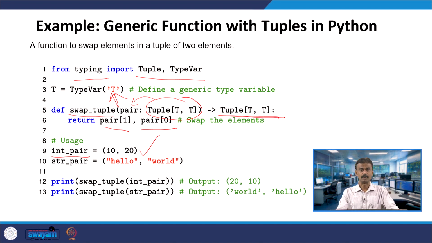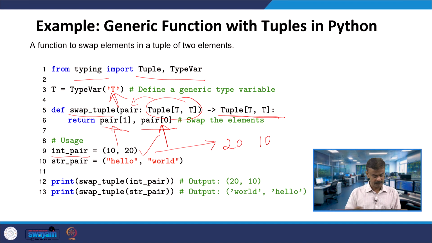Now I am returning it in the form of another tuple, like complex number 1 plus complex number 2 gives C3, another complex number. So I am returning a tuple, and I want to return first pair[1] and then pair[0], that means swapping. So what is the output? Initially you will get 20, 10. When I am calling this, at line number 12, print swap_tuple, that is calling the function, you are passing int_pair.